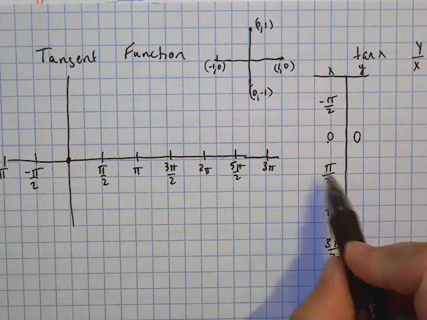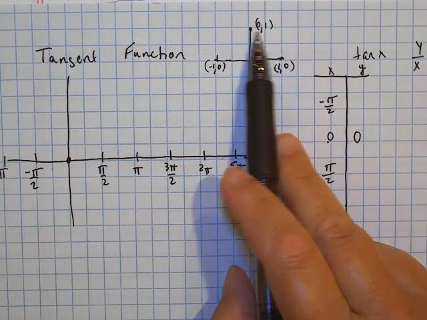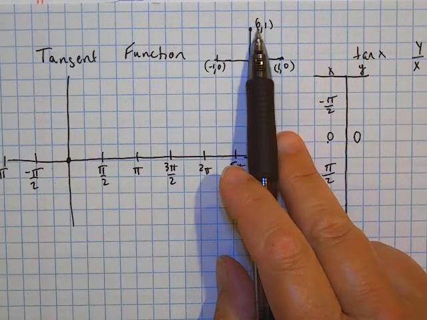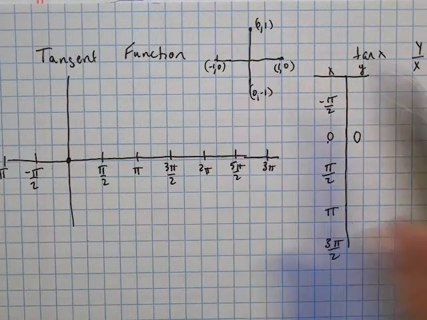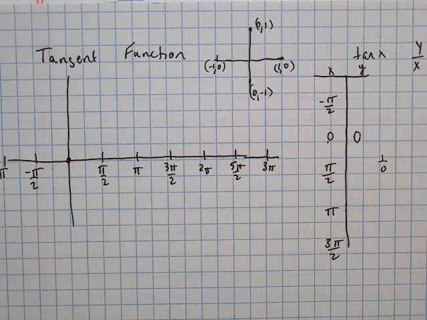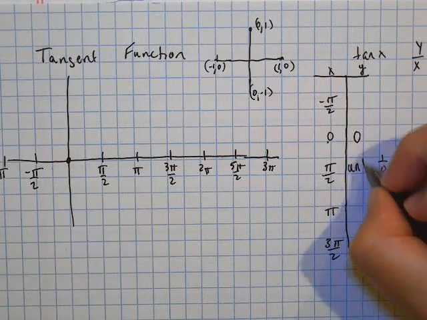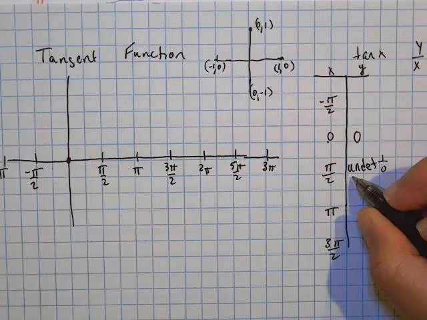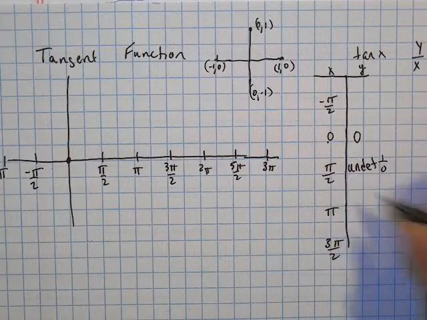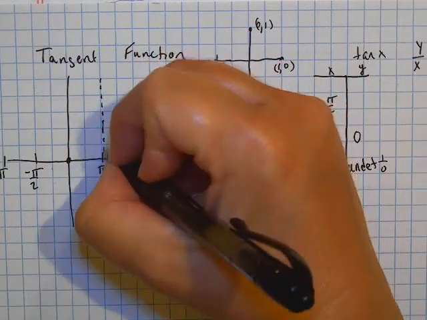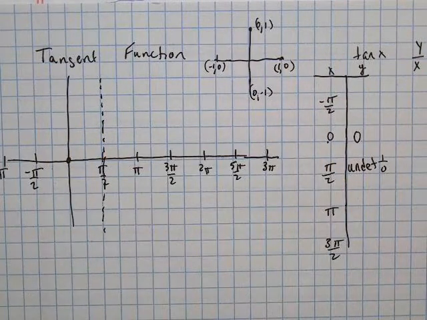Let's go to pi over 2. When we get to pi over 2, I have the y value, which is 1, over the x value, which is 0. So this one is 1 divided by 0, and 1 divided by 0 is undefined. That means at this place, pi over 2, we will never see the tangent graph. We talked about that a little bit in Algebra 2. And when you have a place where there's absolutely no graph, you have an asymptote.